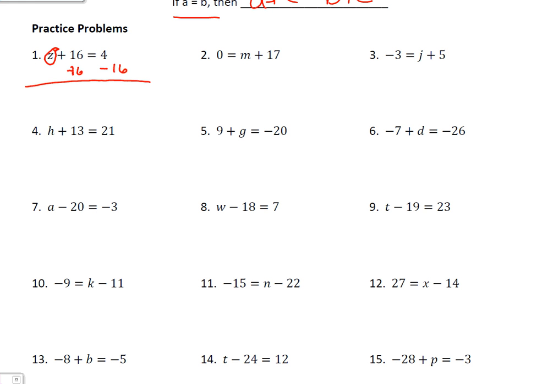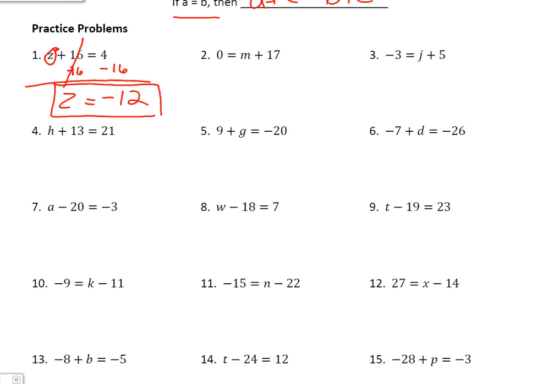Okay, so our 16s will cross out here, because plus 16 and minus 16, they cancel out. So I'm left with Z on the left side equals 4 minus 16 is negative 12. Okay? So here the letter is all by itself, so we're done. My answer is Z equals negative 12. Okay, so remember, our whole idea is to get the letter by itself. And we get the letter by itself by undoing what they've done.